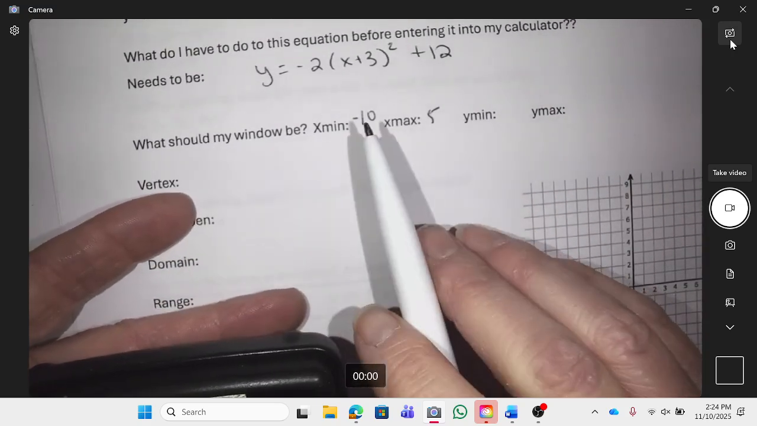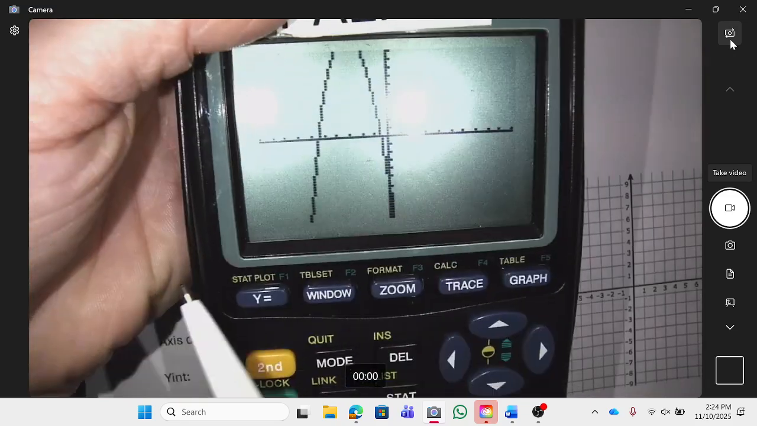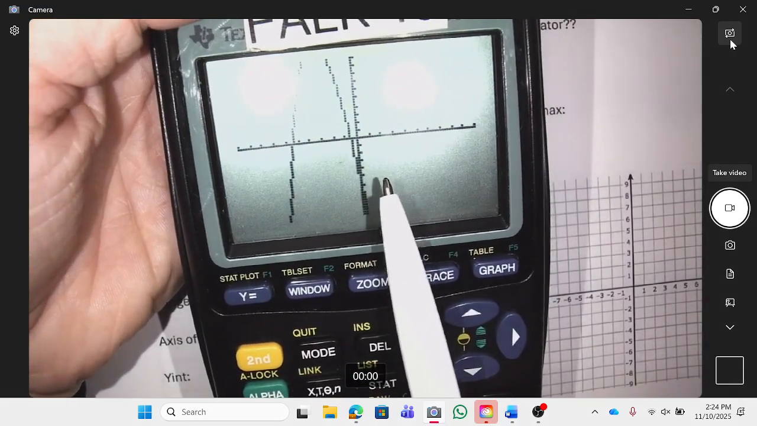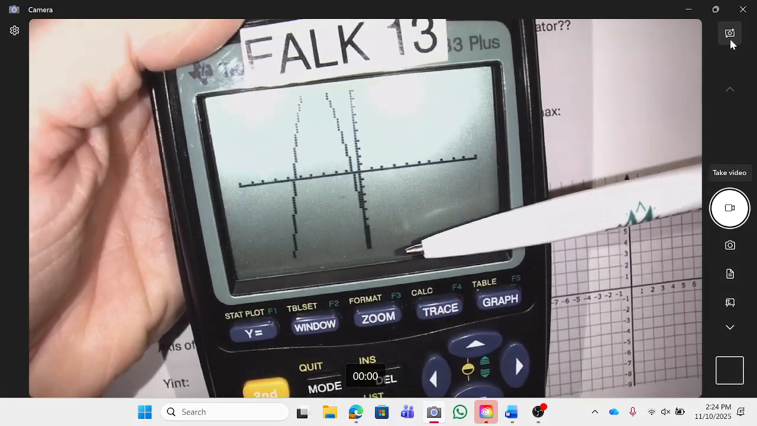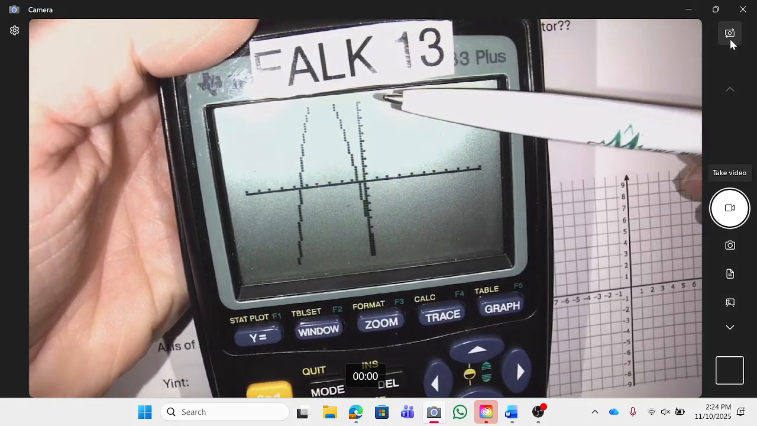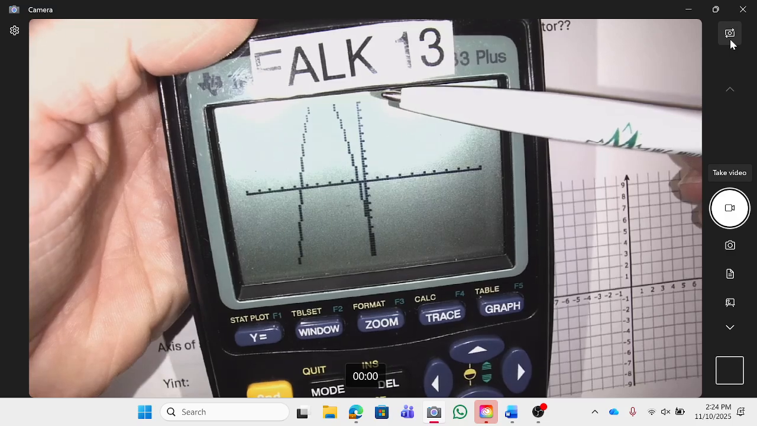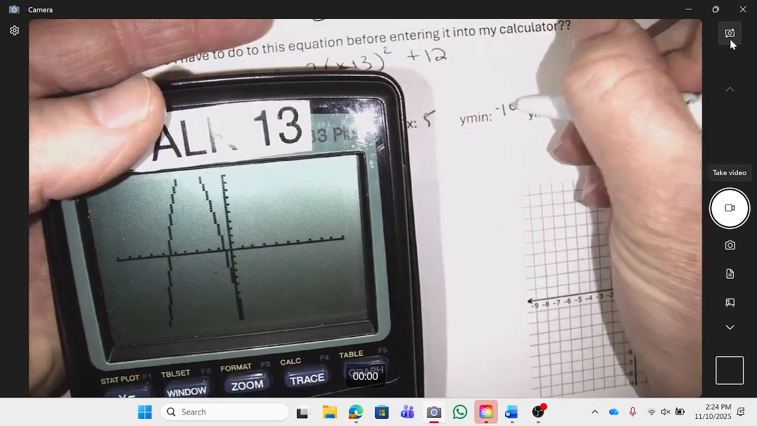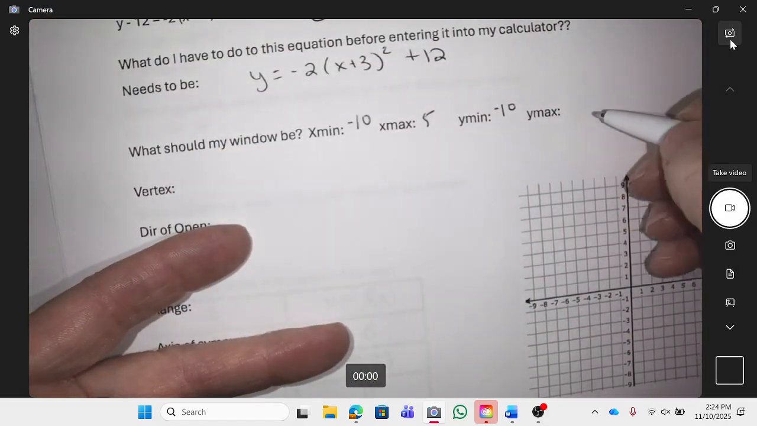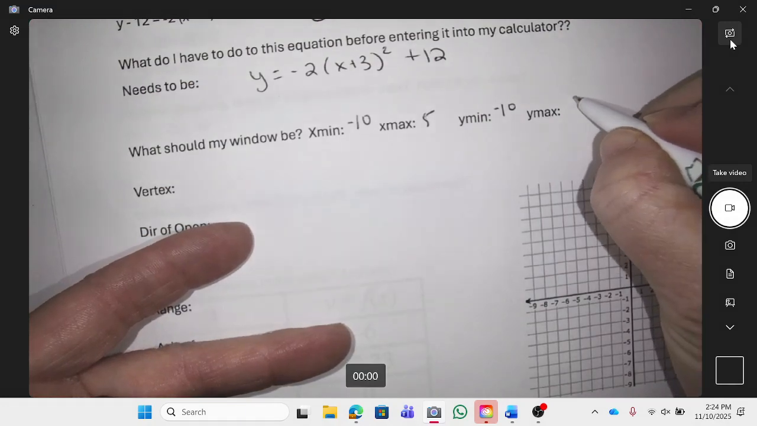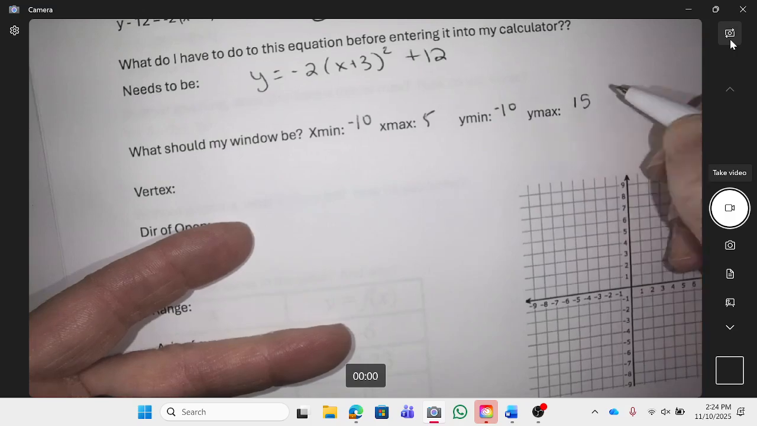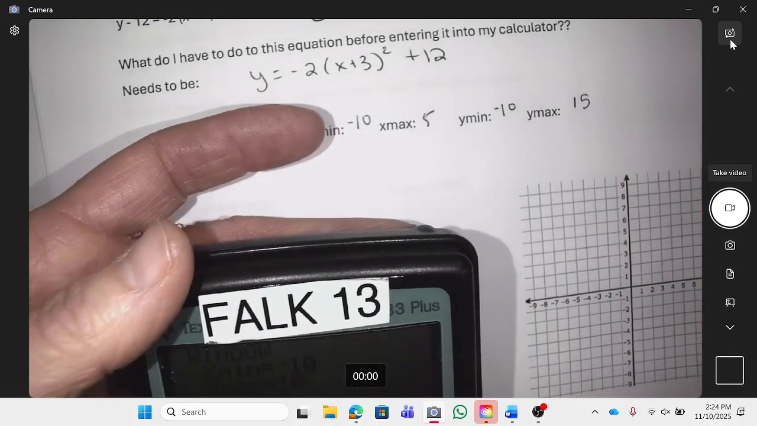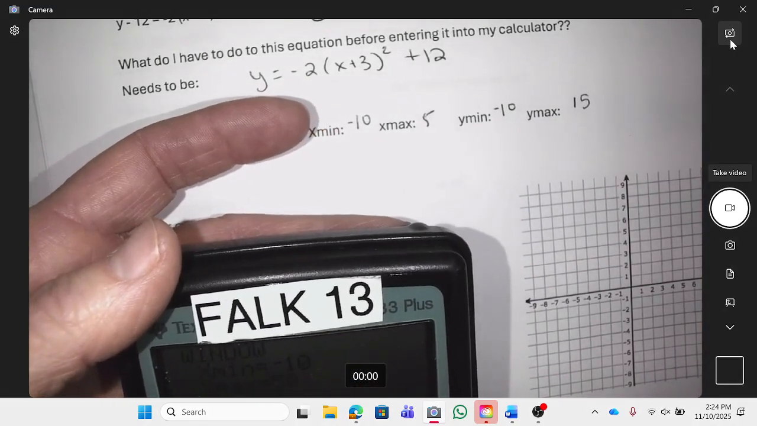Okay, I'm going to go -10 to 5 across this way. Good. The -10 down here is fine, but I need higher on the 10 up there, right? So -10 to, should we just like 15? So I'm going to go to my window. I'm going to change some stuff.